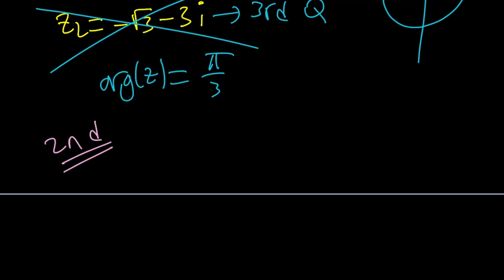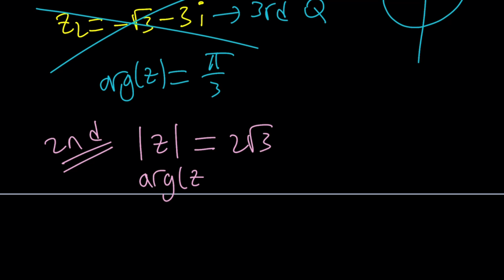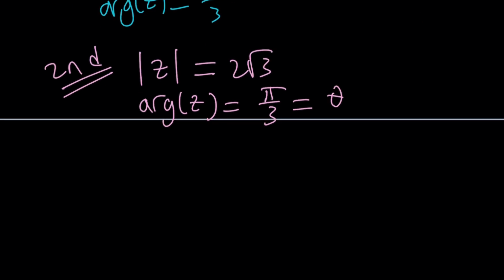Again, we're given two things. The absolute value of z equals 2 root 3, and the argument of z is pi over 3, which we called theta. Now, if you do know two things about a complex number, then you can write that number in polar form. What is that? It is the absolute value of z and the argument of z. Exactly what we have. This is what we just needed.